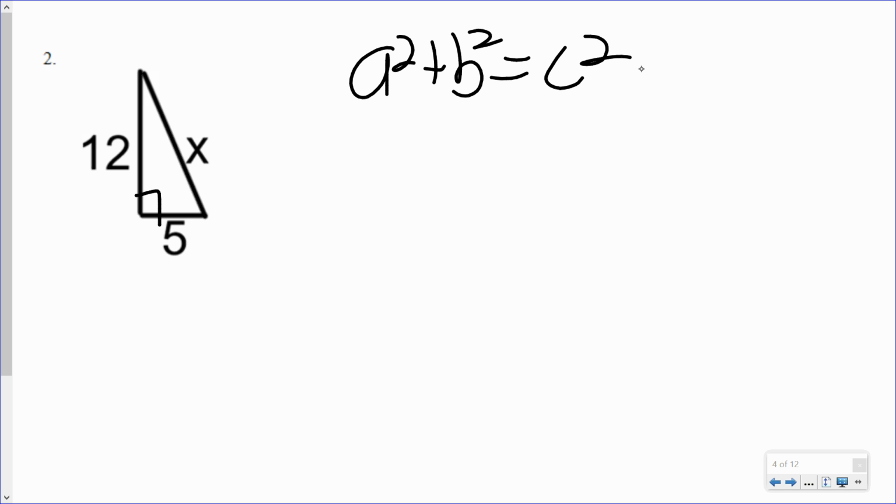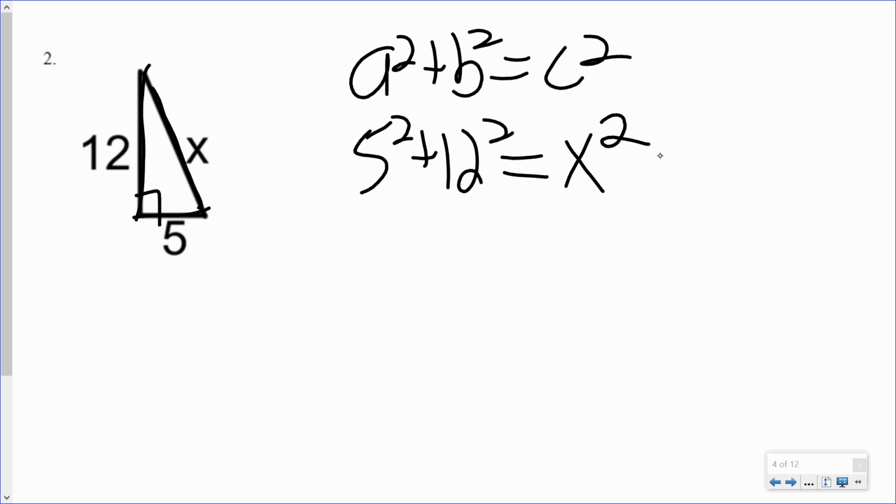Okay, a and b are the legs, which in this case are 5 and 12. c is the hypotenuse, which in this case is x. The hypotenuse is not always going to be x, it just depends on where the x falls. The right-hand side will always be the hypotenuse. I want you to take a minute or so. Why don't you pause this, try to complete this problem on your own, and then unpause.